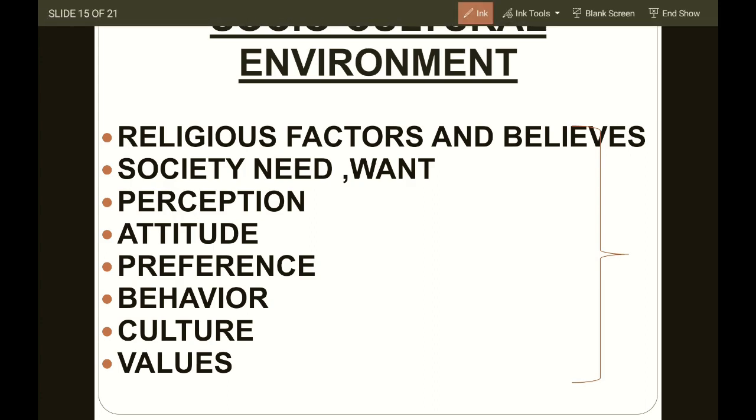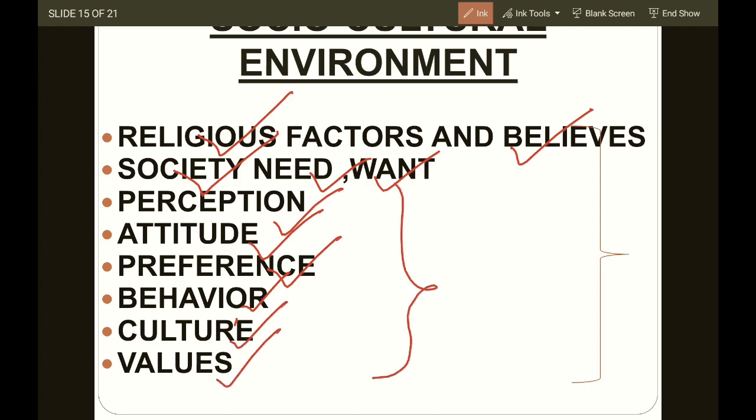Socio-cultural environment is very important, because ultimately you want to satisfy the people living in that economy. So you need to analyze what the people want. What are their beliefs, their religious factors, their needs, wants, perception, attitude, preference, behavior, culture, values? These factors are all very important, because if they are not suitable or accepting, your product won't sell in that particular economy.